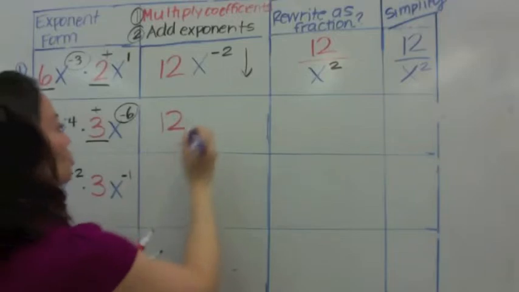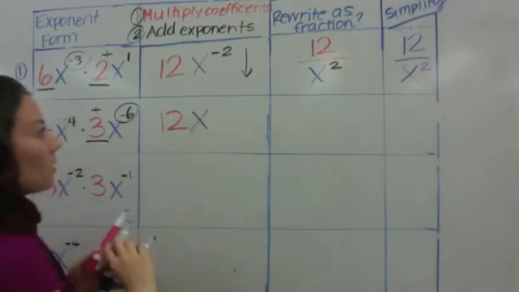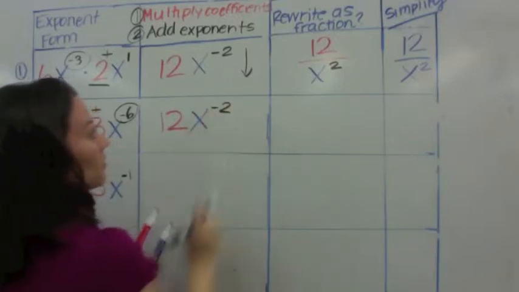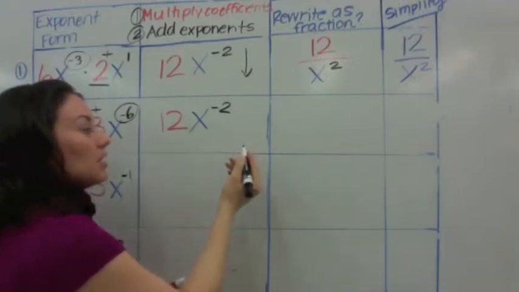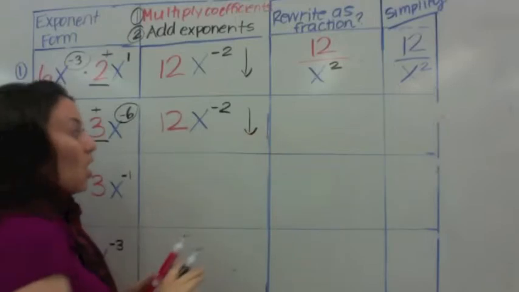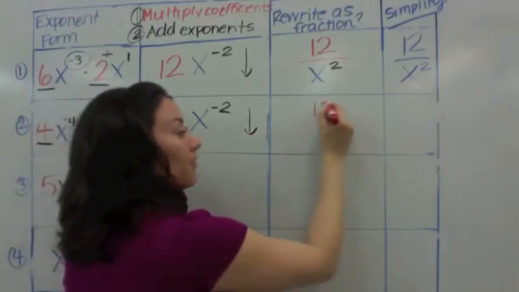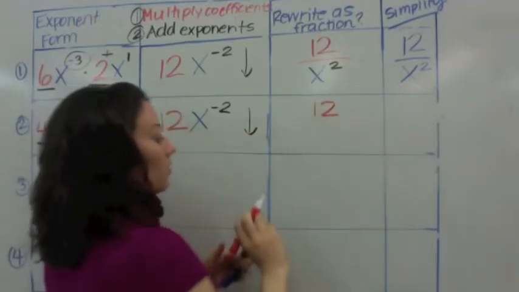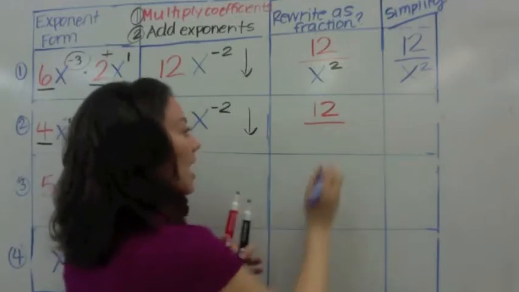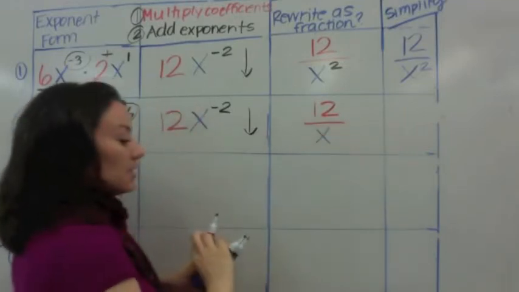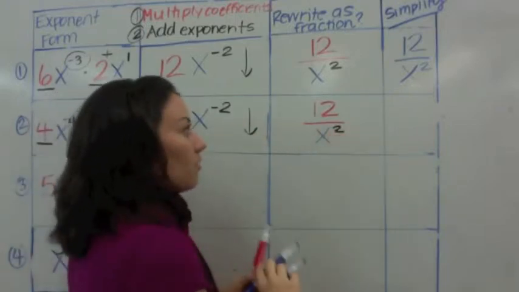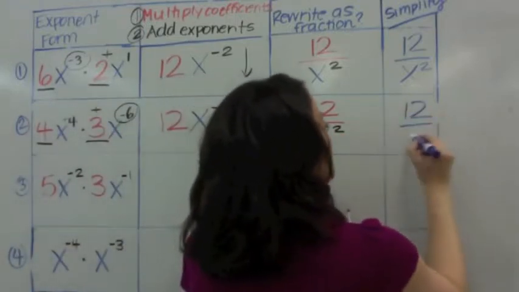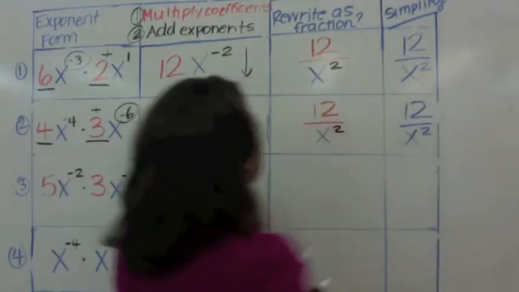What could this answer be, my friends? Are you going to bring that negative down? Yes, you are. Negative and up, bring it down. What are you going to leave on top? Remember, you're going to leave a 12. So it's 12 divided by x to the power of, not negative 2, positive 2. So again, the answer is 12 over x to the power of 2.